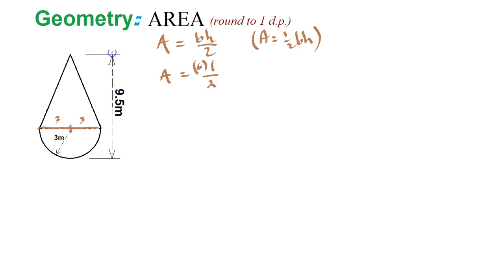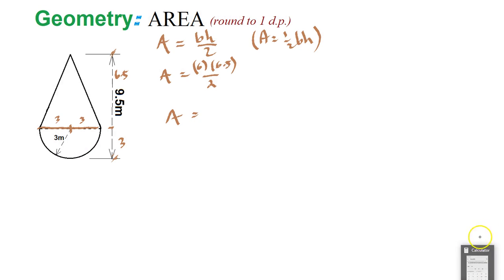So from here to here, we don't know. That's going to be the height of the triangle. We do know that from here to here is 3. We know the whole length from here to here is 9.5, but if we take away 3, we're left with 6.5 here. So this is going to be 6.5. And we divide 6 times 6.5 divided by 2.